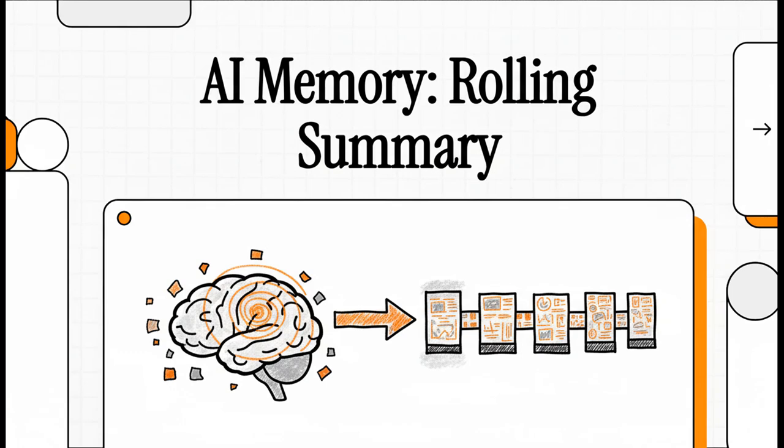All right, today we're going to tackle something that's absolutely crucial for building smart AI agents: memory. Without it, our agents are just kind of forgetful. So let's dive into a really powerful technique to solve that.